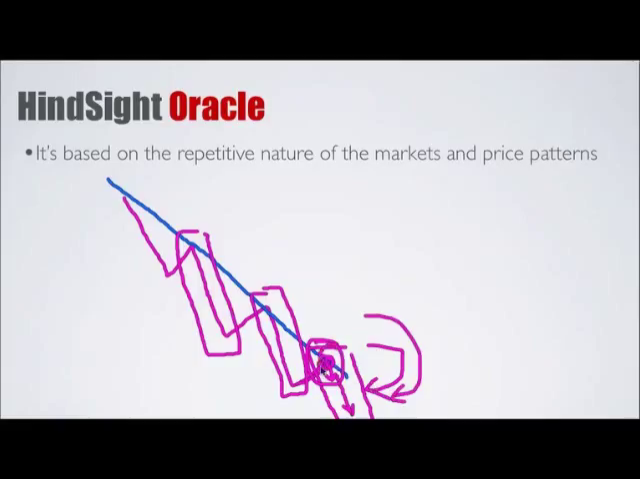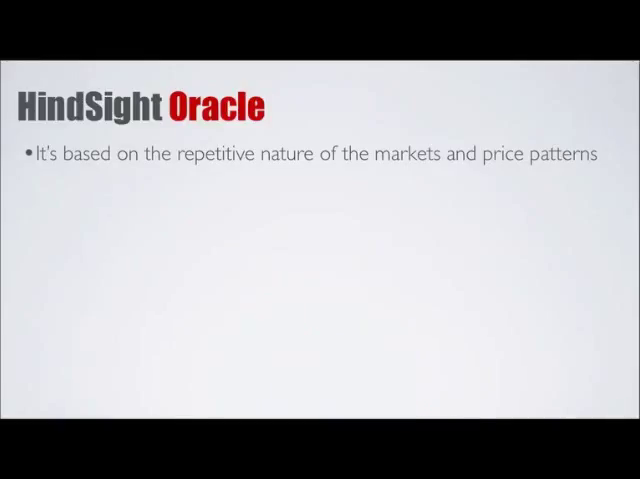We know that if we see that bounce off the trend line, chances are that we are going to see a whole new swing in the direction of the trend, right? And obviously we profit from it, right? Well, that's the core principle of the Hindsight Oracle indicator.